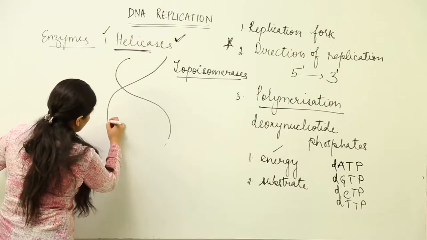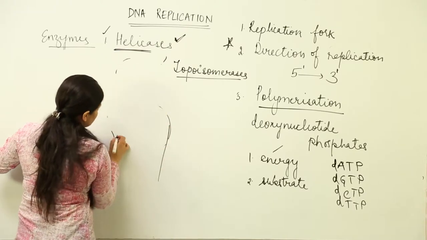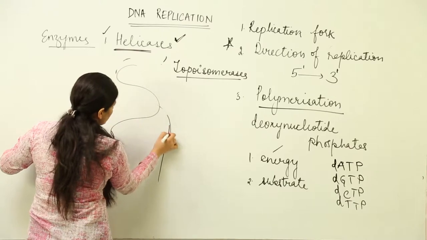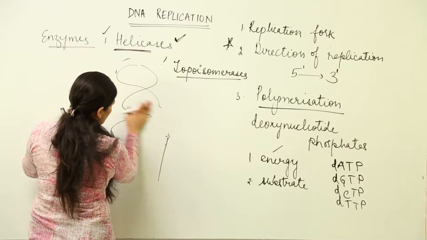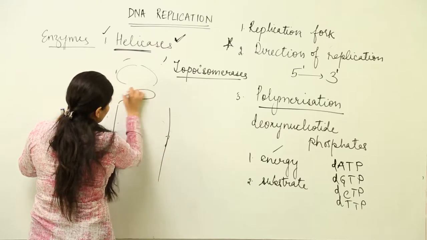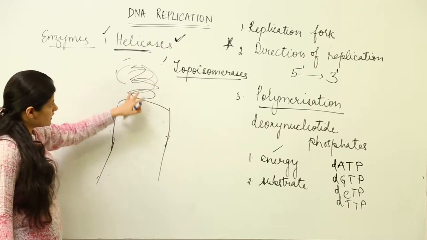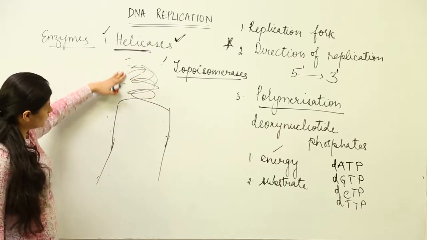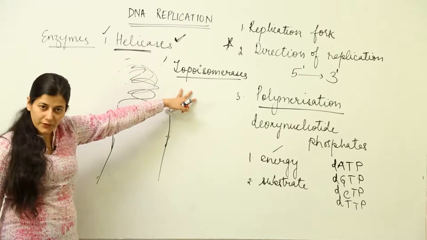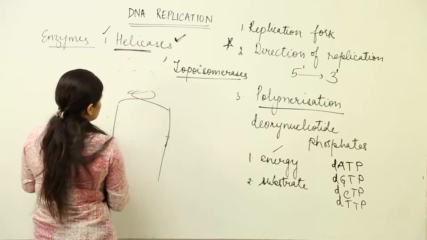Now, you can make it out. Supposedly, I am opening it like this. It is going to create a tension over here. It is going to get more congested. While I open it more, it is opening like this and the tension would be created here. So, in order to take care of the tension that is being created in the helix further, it is taken care of by topoisomerases. Now, what happens to what has been exposed?